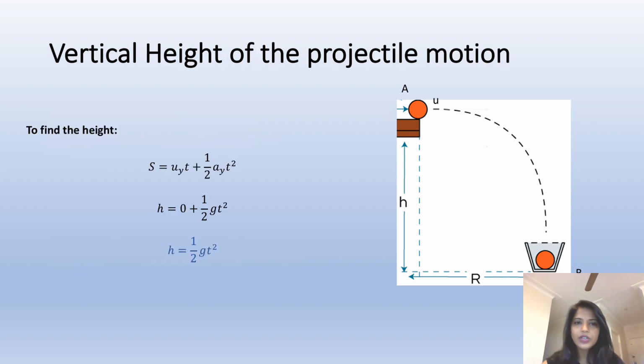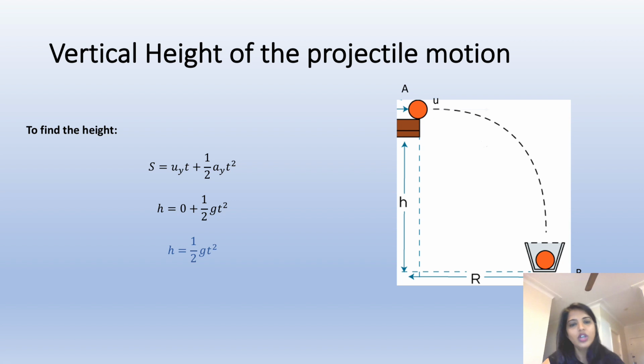Now, how can you calculate the vertical height of the projectile motion? When I say vertical height, that means you have to consider only the vertical components. Just forget about the horizontal components. Now, you have to apply one of the three equations of motion.